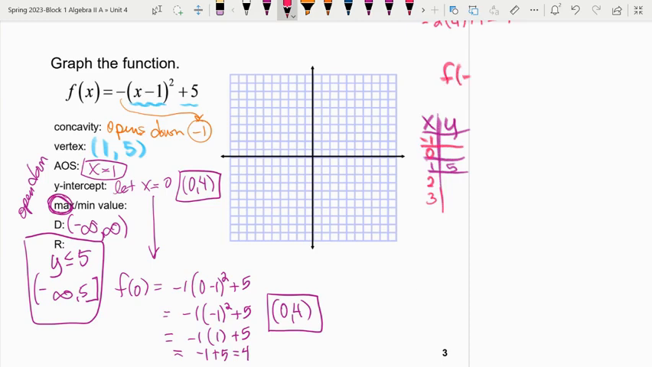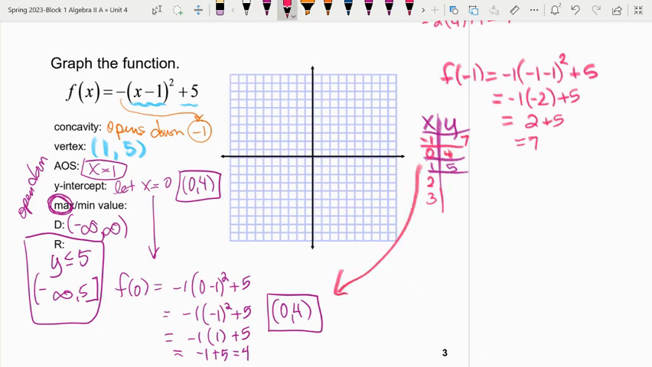So we need to find f of negative 1. So that's going to be negative 1 times (negative 1 minus 1) quantity squared plus 5. So negative 1 times negative 2 squared plus 5. That's going to give me negative 4 plus 5, so f of negative 1 is 7. F of 0, we've already done that one. It's 4. F of 2 will be negative 1 times (2 minus 1) quantity squared plus 5. So negative 1 times 1 squared plus 5, which gives me negative 1 plus 5 or 4.